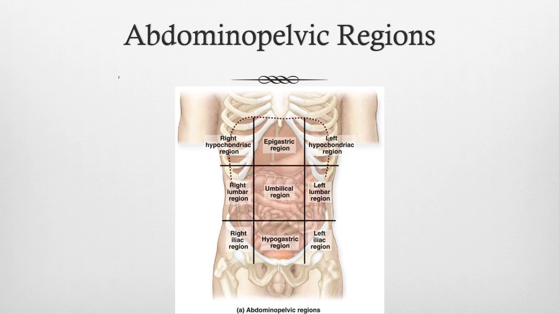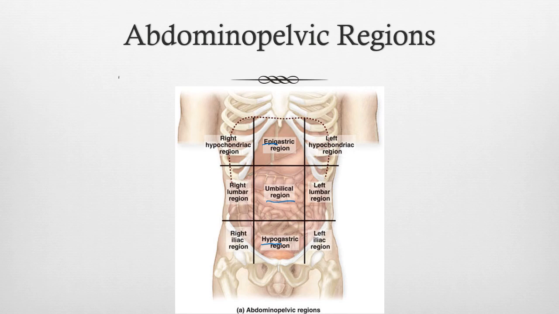So when you look at the abdominal pelvic regions, one of the easiest ways to think about it is in terms of the center point here being the umbilical region to start. And so we'll use the umbilical region as our starting point and then go out from there. Above the umbilical region, we have the epigastric region. And so being around the stomach. We also then have hypogastric, below the stomach.